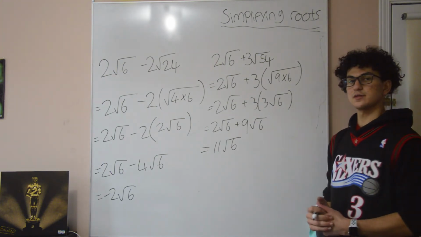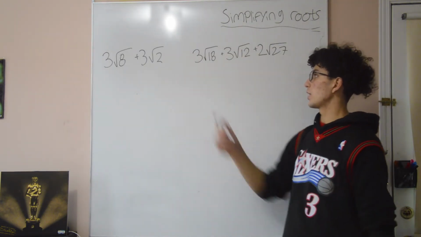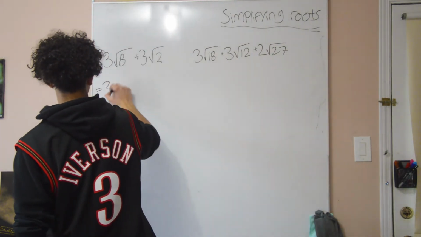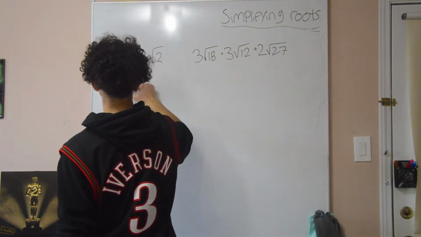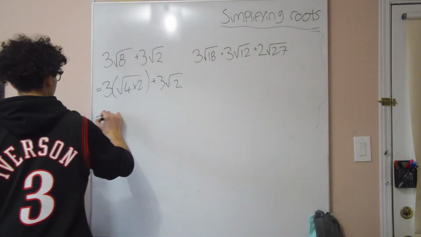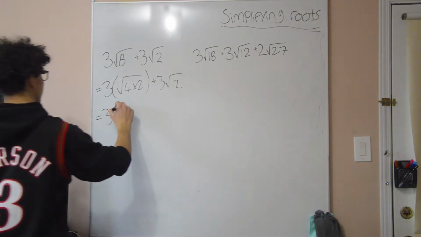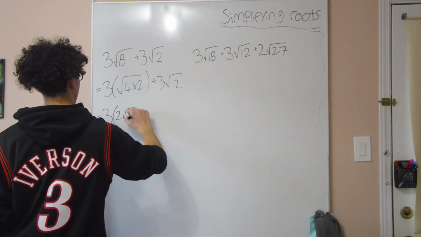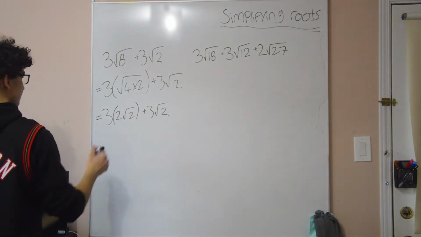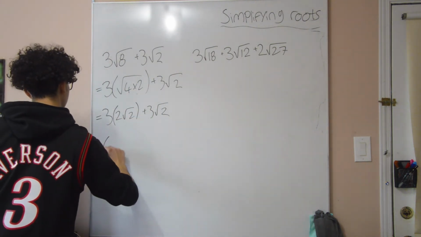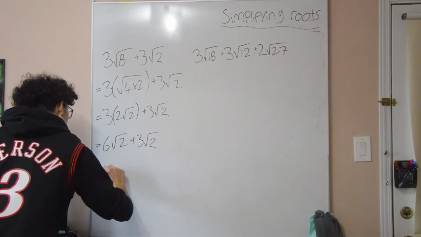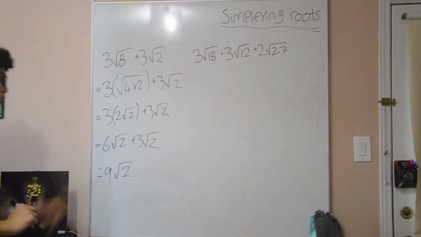A couple more examples. Okay, on to the next two. 3 root 8 plus 3 root 2. We want them both to be root 2. And we can rewrite root 8 as root of 4 times 2. And then from there, we can take square root of 4 to give us 2 root 2 plus 3 root 2. Just like that. Now they're the same. And multiply 3 by 2, we get 6 root 2 plus 3 root 2 equals 9 root 2.